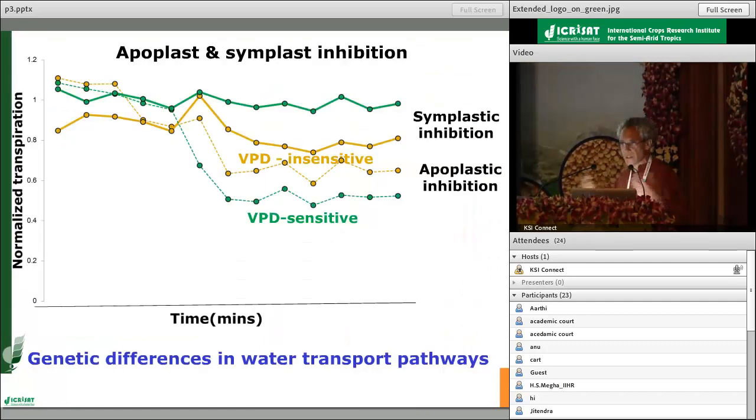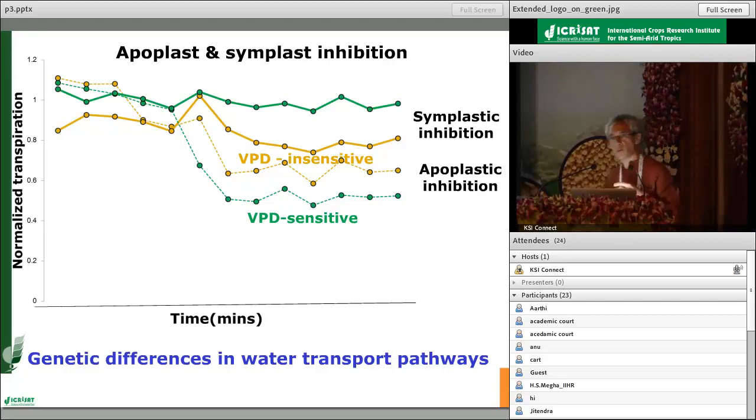So in short, and there's a long story behind, just one slide to encapsulate the data that we obtained. That's the transpiration as a function of time when treatment is here. In short, VPD insensitive lines tend to not be that much affected when the apoplast is blocked, but they are a lot more affected than the VPD sensitive line when the symplast is blocked.